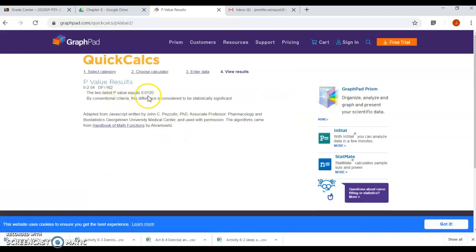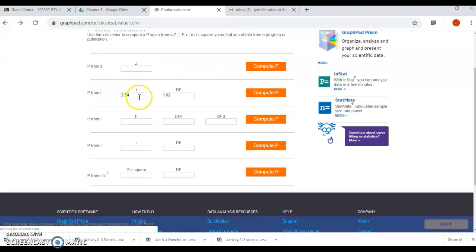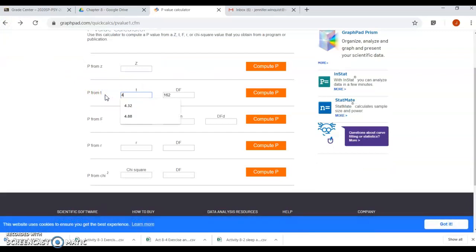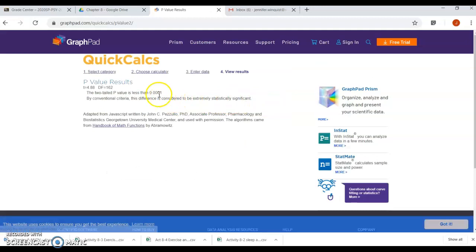Our two-tailed p-value there is 0.01. Okay, so write that down. Your p-value is 0.01 for that first comparison. Our next t was 4.88. We're keeping the degrees of freedom the same. And here our p is less than 0.001, or 0.0001. Again, write that down. You'll need it later.